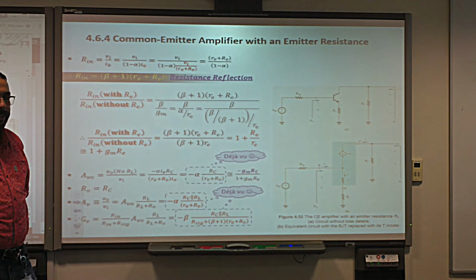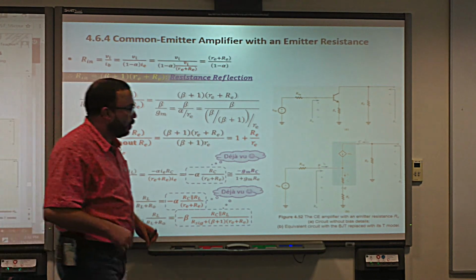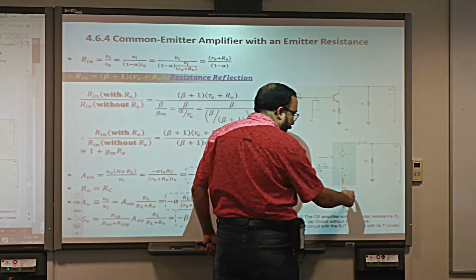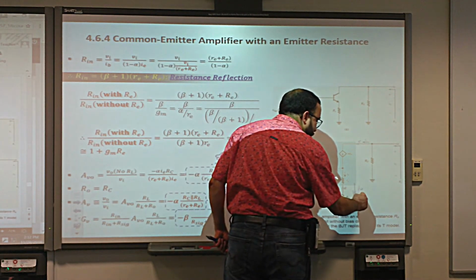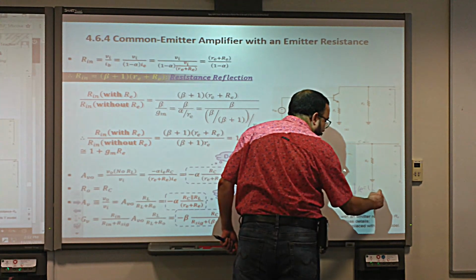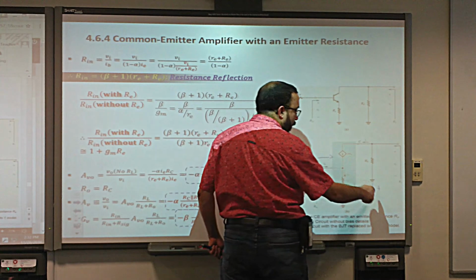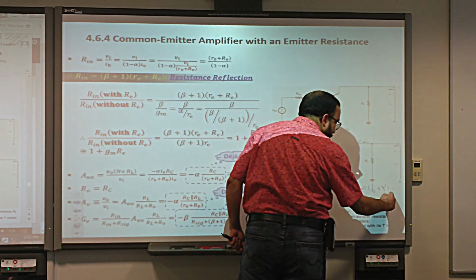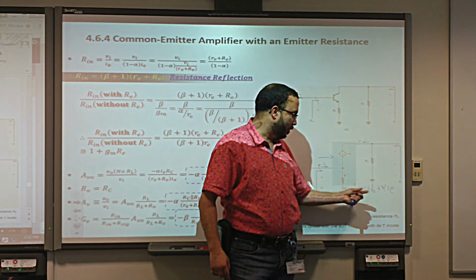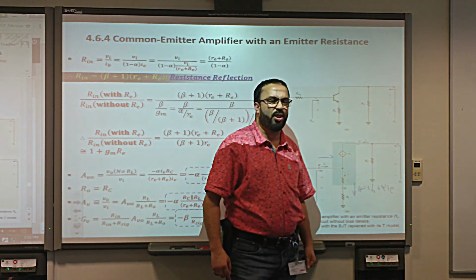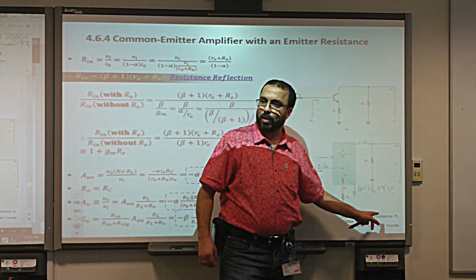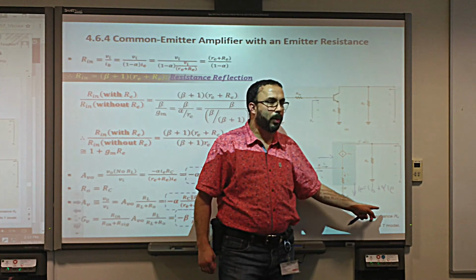Any idea? It's very simple actually. If you look at it, IB is this current, yes or no? Yes. IE is equal to what? IE is equal to IB plus this current, which is alpha IE. So from here, IB is equal to IE minus alpha IE, or (1 minus alpha) IE. You got it? Solve the circuit. There's no need to memorize, okay?